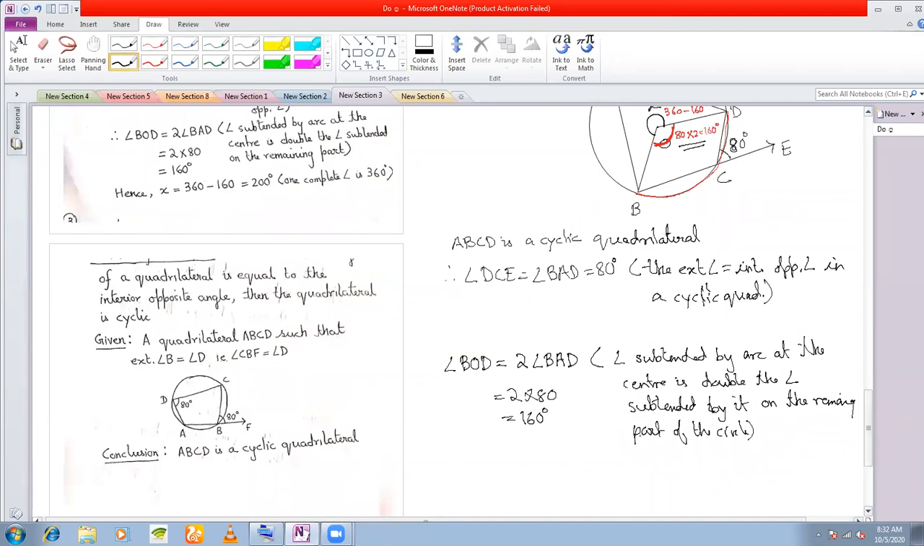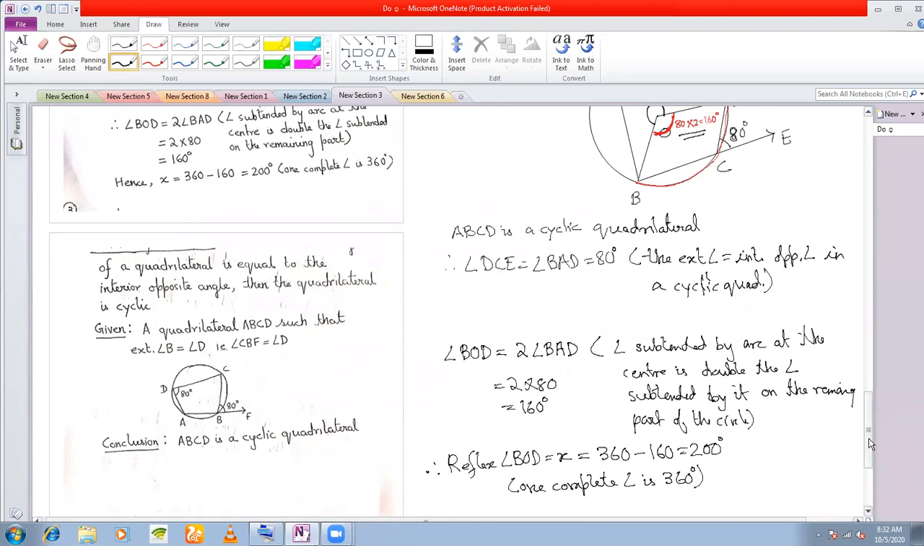So what should be the value of x? What is x first of all? X is nothing but the reflex angle BOD. X must be equal to 360 minus 160, which is equal to 200 degrees, because one complete angle is 360 degrees. So this is how you find x.